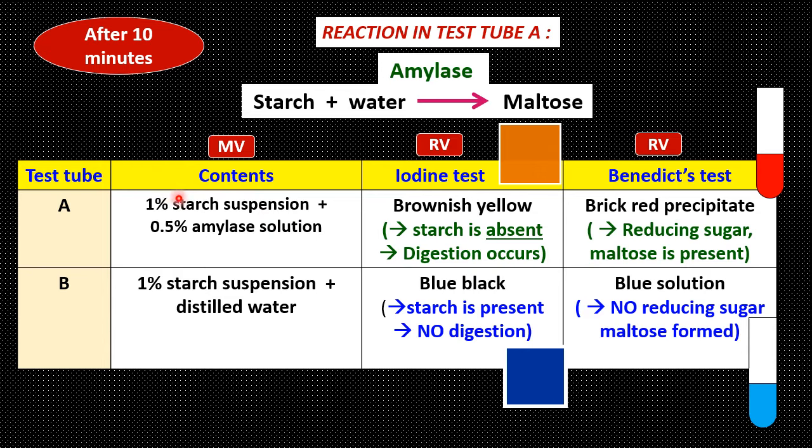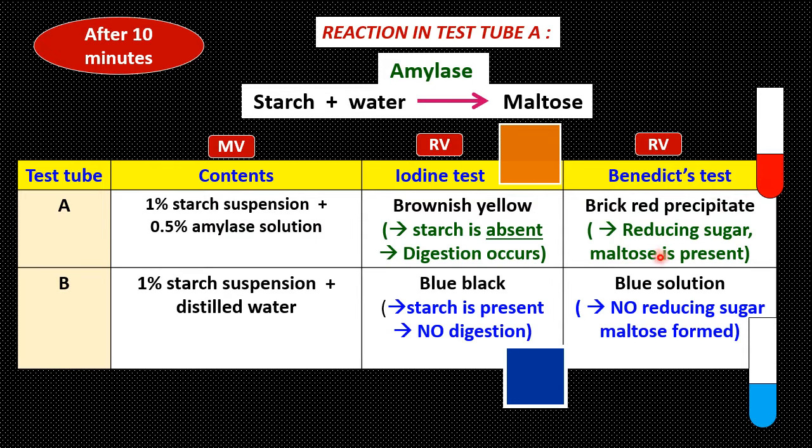That means if starch was present at the beginning of the experiment in the test tube, now the starch is absent. So it shows that the starch has been digested to form maltose. So we are going to do the Benedict's test to test whether reducing sugars such as maltose are present. Take a bit of the mixture from A and add the Benedict's solution to it, and then heat it up. Then we get a brick red precipitate.